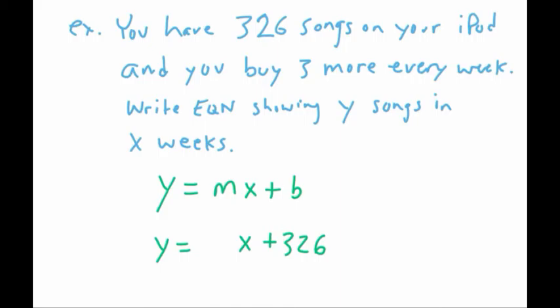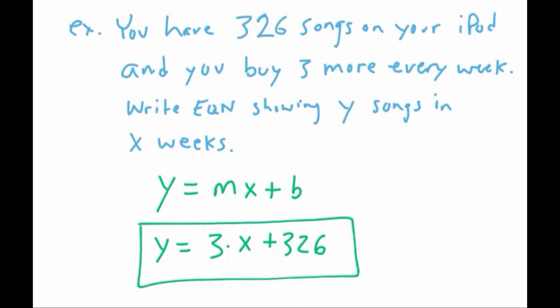And now if x is our number of weeks, every time x goes up by 1, you need to have y go up by 3 because you buy 3 songs every week, which then would fit that 3 would be the slope. Because for every time you add 1 x, y goes up by 3. And that would be another one of the I can statements, being able to take a story problem and pop it over here into this equation.